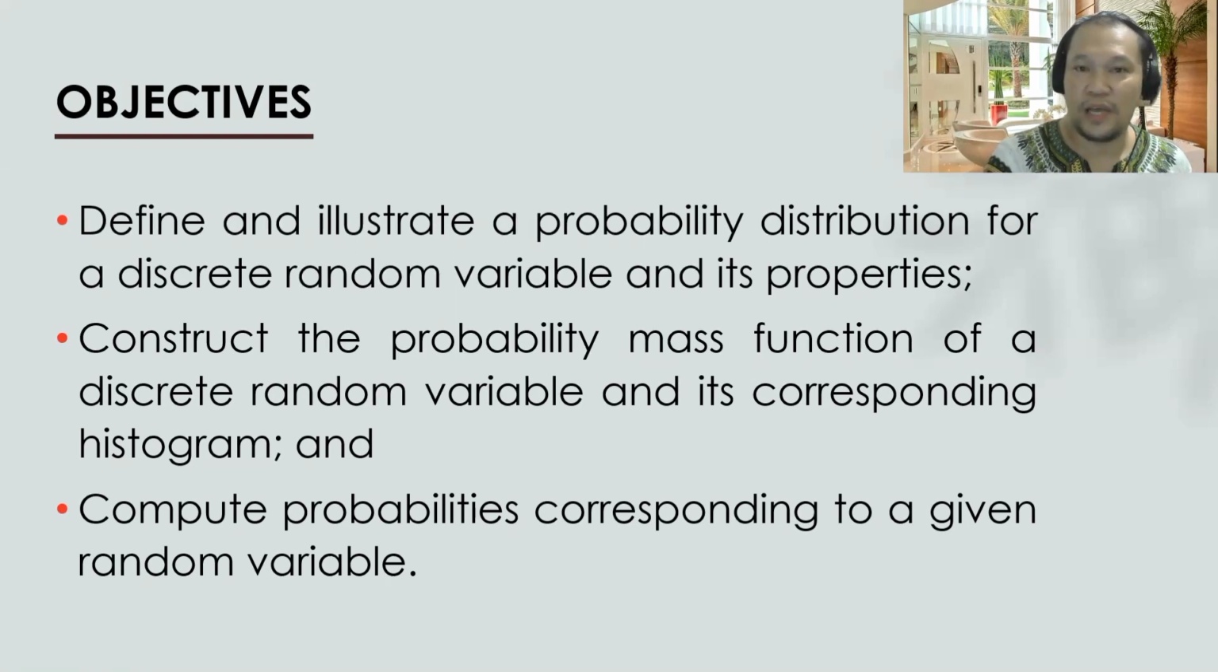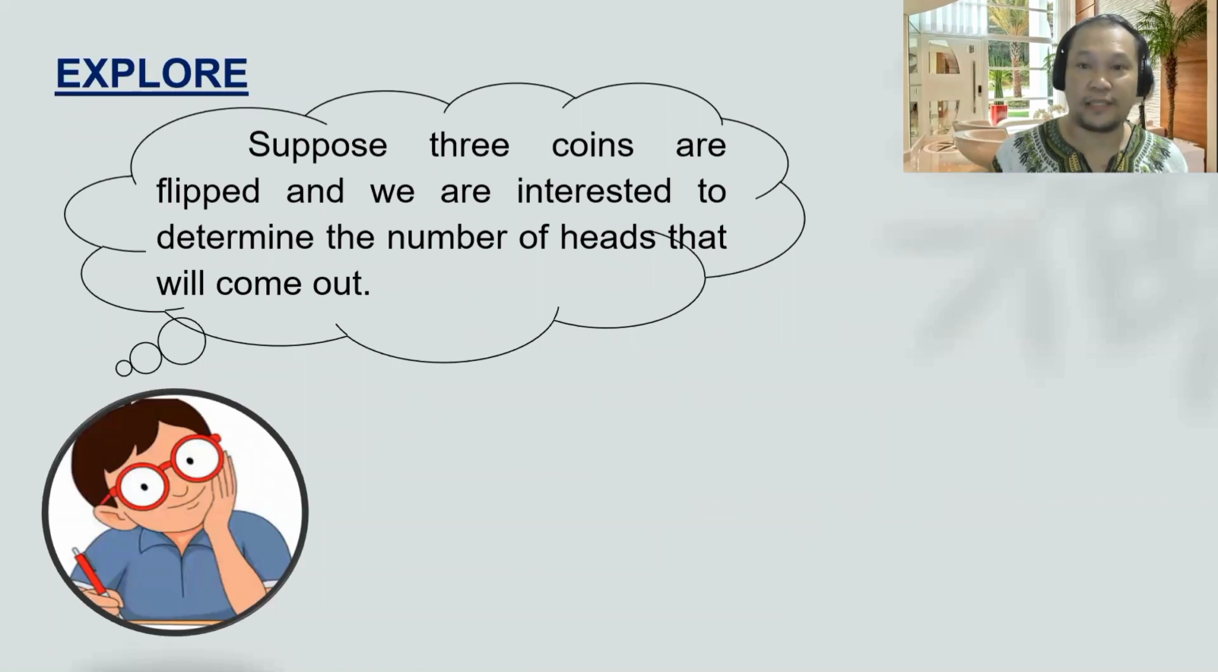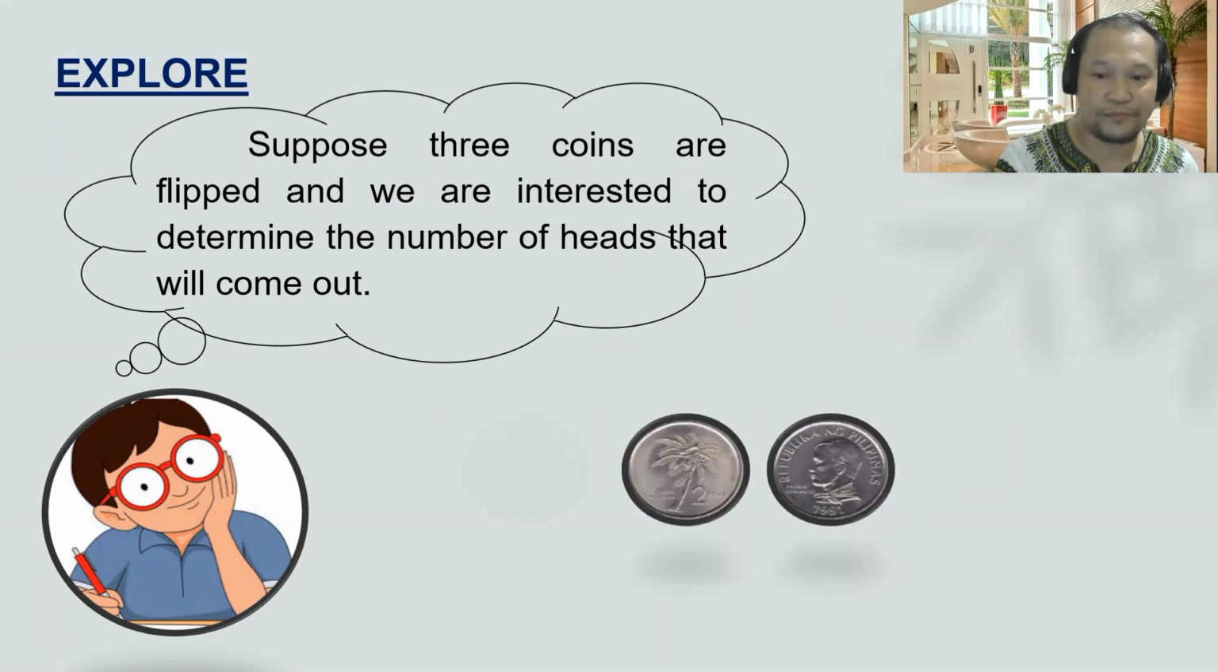To start with our discussion, let us first explore this experiment. Suppose three coins are flipped or tossed and we are interested to determine the number of heads that will come out. Meaning to say, our event here is to determine the number of heads that will occur when we flip three coins.